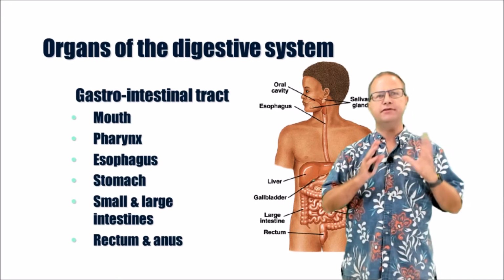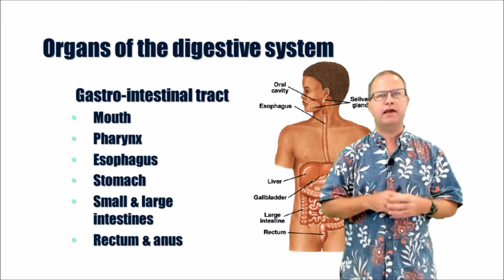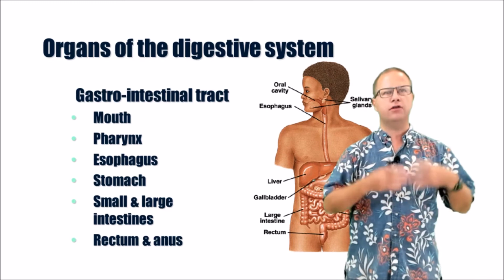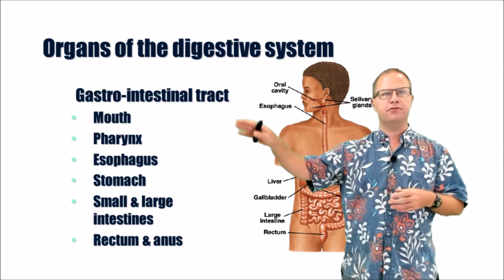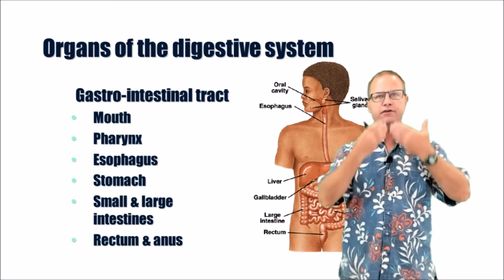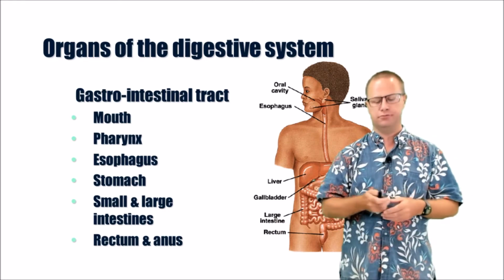All right, there's 2 different divisions of the digestive system. We have first the GI organs that are gastrointestinal. These are all a hollow tube starting from the mouth, going through the pharynx, the esophagus, eventually leading to the rectum and anus. So everything you swallow is moving through this hollow tube.